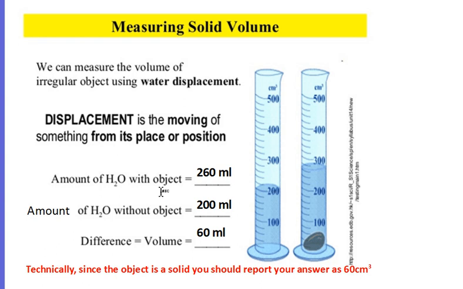So if we look here, the way we figured that out is we have to take two volumes. We have this amount of water with the object in it. That's our final volume, which here is 260, because each of these lines is 20 milliliters. Then we have our starting volume of water, which is the amount of water without the object in it, and that's 200 milliliters. So then we take the difference, 260 minus 200, that gives us 60 milliliters. And then, since the object is a solid, we should report that the volume of this object is 60 centimeters cubed, because centimeters cubed is the proper unit of measurement for a solid.